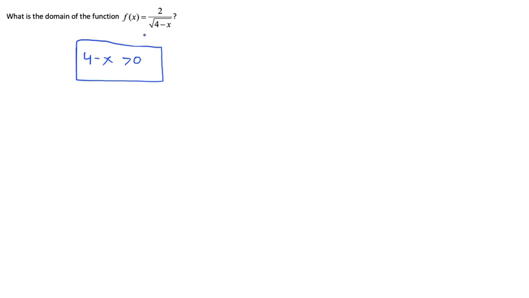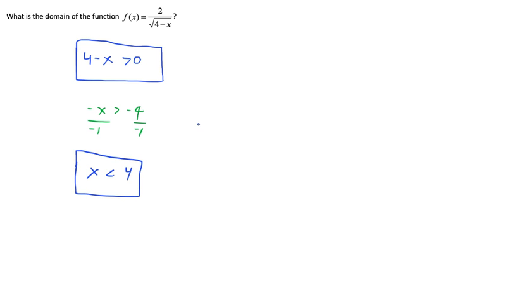Now at this point, all we have to do is go ahead and solve this. Let's subtract the 4 from both sides, so I get negative x is greater than negative 4. Now I'm going to divide both sides by negative 1. Remember, when we do so, this is an inequality and we're dividing by a negative number. So what's going to happen? Negative 4 divided by negative 1 is positive 4, but because we divided by a negative, this has to switch over.